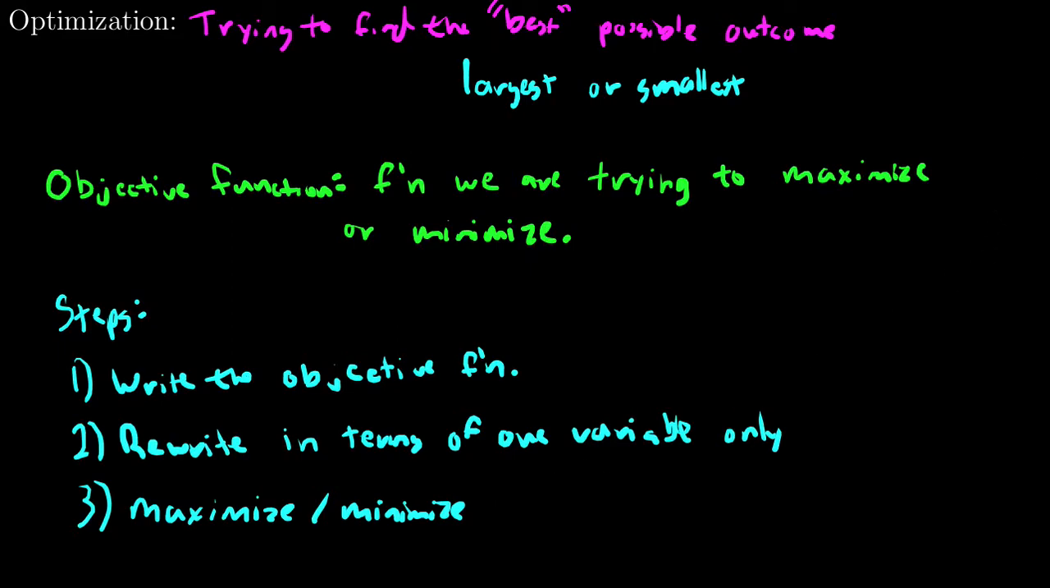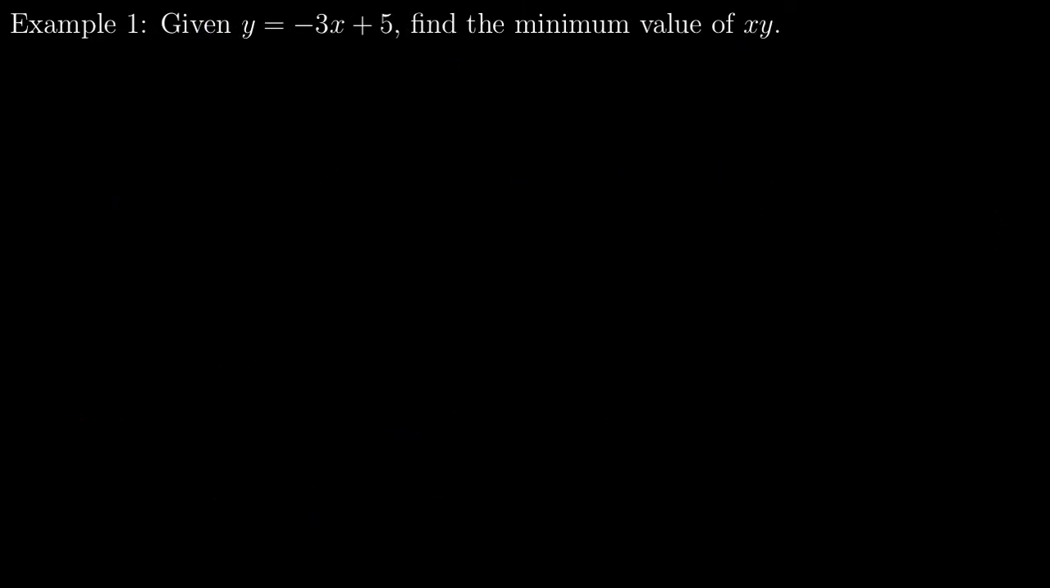So let's look at some examples. First example is a very abstract example, and I guess before I jump in, I should realize this should not be a minimum, but actually be a maximum. I'll explain why as we get into the problem. And so, given y equals negative 3x plus 5, I want to find the maximum value of x, y. Well, the thing I'm trying to maximize, the objective function, in terms of the variables x and y, is just x times y.